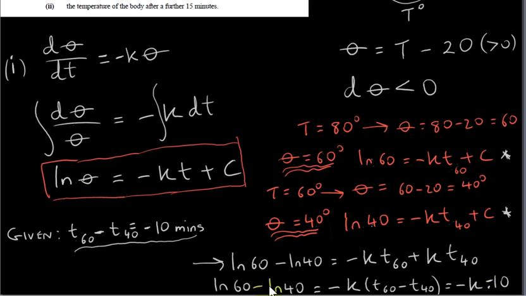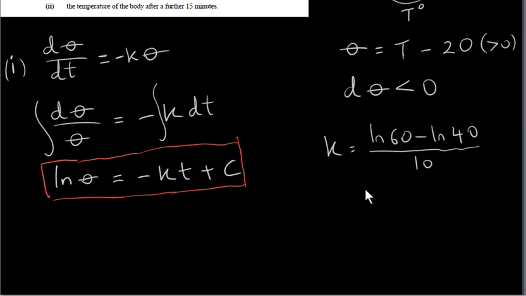k is just ln 60 minus ln 40 divided by 10. Of course, we can write ln 60 minus ln 40 as ln of 60 over 40, which is the same as ln of 3 halves. So we get ln of 3 halves over 10, which is 0.0405.